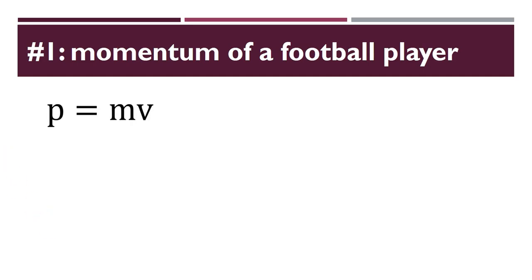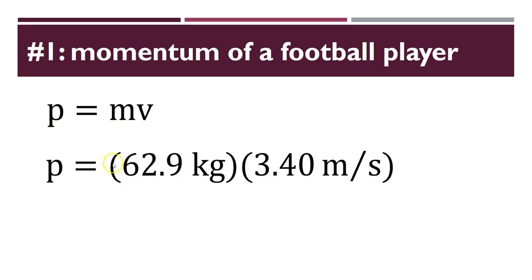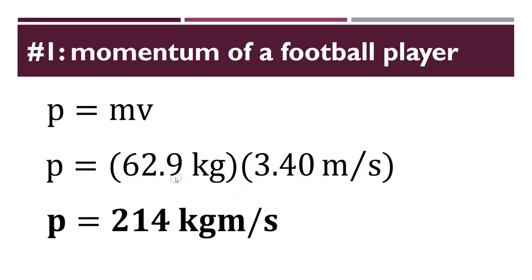So we know that our equation for momentum is P equals mv, or momentum is equal to mass times velocity. This is a really simple one. We can just plug in what we know. Momentum is equal to 62.9 kilograms times 3.40 meters per second. Just multiply those two numbers together and you get the momentum of this football player is 214 kilogram meters per second. We just squish those units together for momentum.